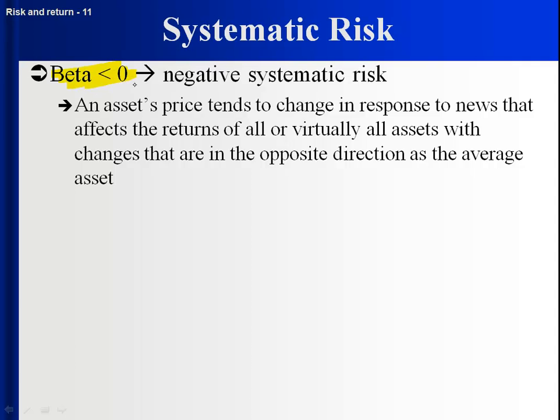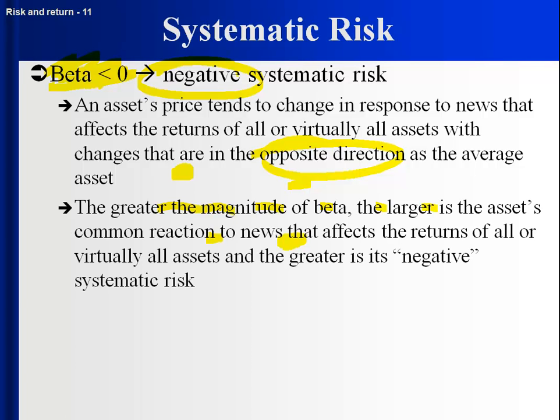Finally, if you've got a beta less than 0, you've got negative systematic risk. And if you've got negative systematic risk, the change in an asset's price tends to actually be in the opposite direction of the average asset. So news comes out, the average asset says, wow, that's good news. A stock with a negative beta would say, that's good news for you, but it's bad news for me. Next day, macroeconomic news comes out that's considered bad news, so the average stock has a negative return. A stock with a negative beta would say it's bad news for the rest of you, but for me that's good news. So it's the opposite direction.